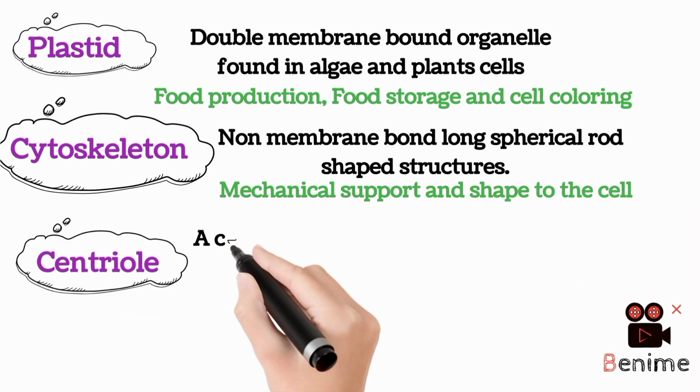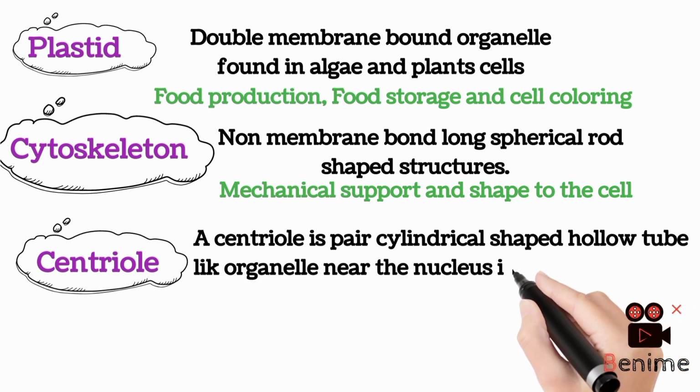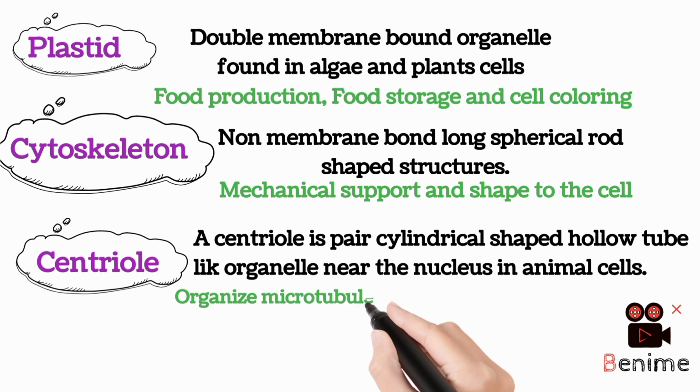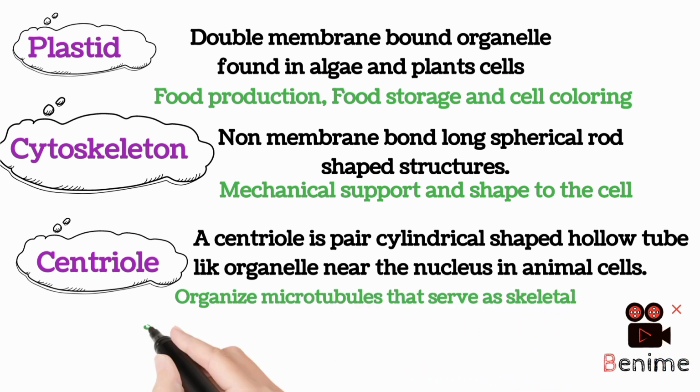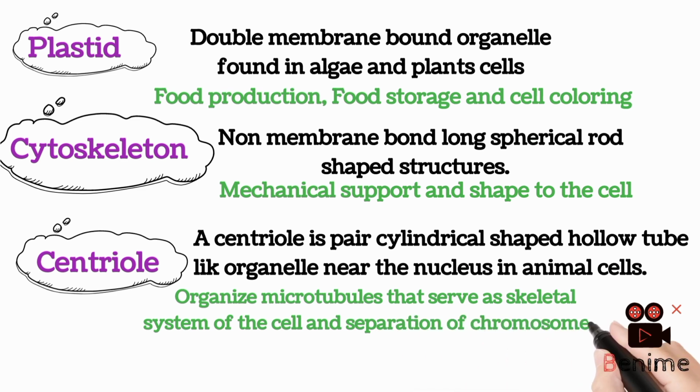Centriole. A centriole is a pair of cylindrical-shaped, hollow tube-like organelles present near the nucleus in animal cells. Centriole helps to organize microtubules that serve as the skeletal system of the cells and it also plays a role in cell division by facilitating the separation of chromosomes through spindle fibers.